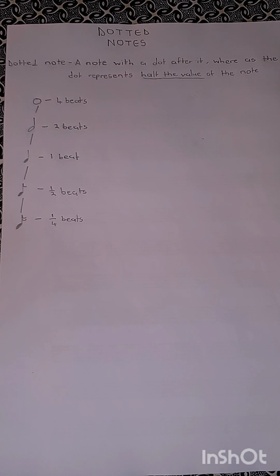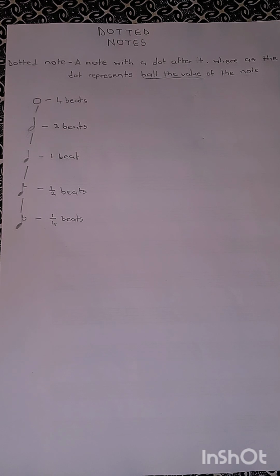So, on the definition written there, a dotted note is a note with a dot after it, whereas the dot represents half the value of the note. So, we have the underlined words here. These are the key words, half the value, right?